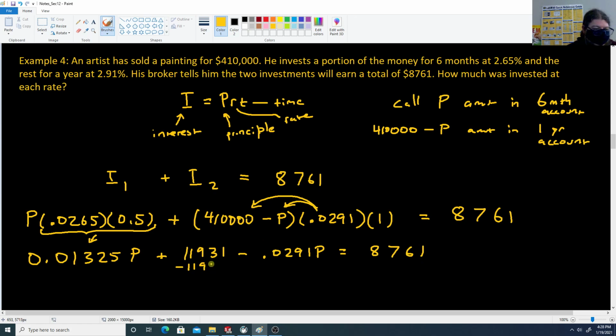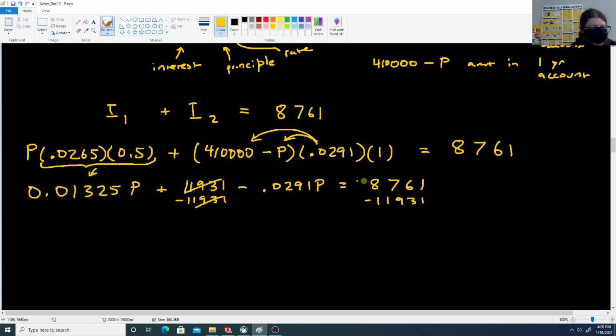So I'm going to subtract this one here that does not have a P on it. I'll subtract that across, and then these other two that have the P's attached to them, we're going to take their difference, so we get 0.01325. We subtract from it 0.0291, so that'll be negative 0.01585 P is equal to 8761 minus 11931, which is negative 3170.